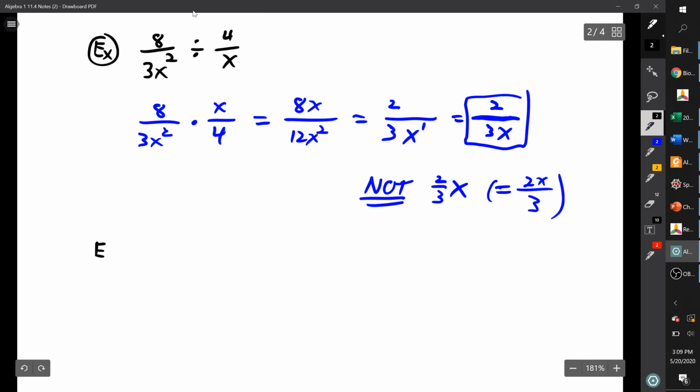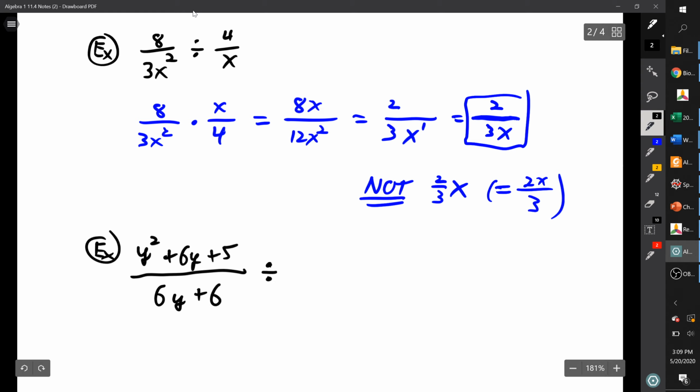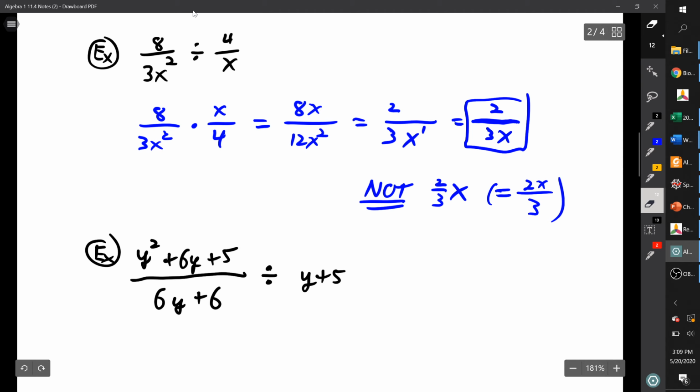Here's our next example. We have y squared plus 6y plus 5 over 6y plus 6, divided by y plus 5. Now, this y plus 5 is in parentheses because we're dividing by that whole chunk. We're dividing by y plus 5. If there were no parentheses here, we would be dividing by y and then taking whatever that is and then adding 5. But we're not doing that. We're dividing by y plus 5.